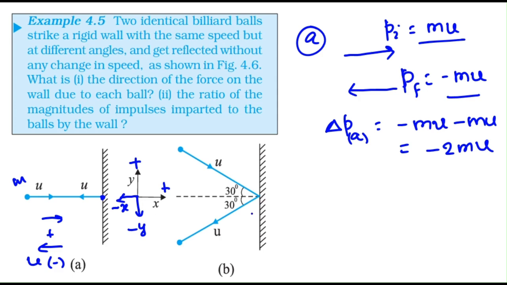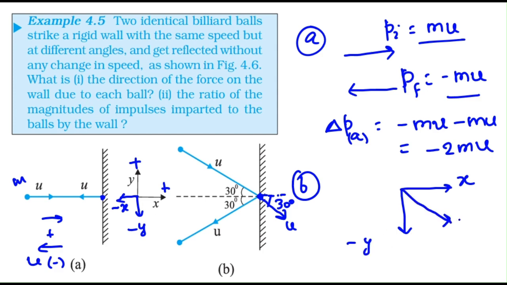Now coming to the second case, case B. What is happening? This is motion in a plane, and now it will be convenient to resolve this motion into two one-dimensional motions, and then things will get easier. So how can we do that? At this point, the initial velocity is along this way, and we can see that this angle is 30 degrees. This is positive x and this is negative y, and this is the initial velocity. Let's say this is u and this angle is 30 degrees.